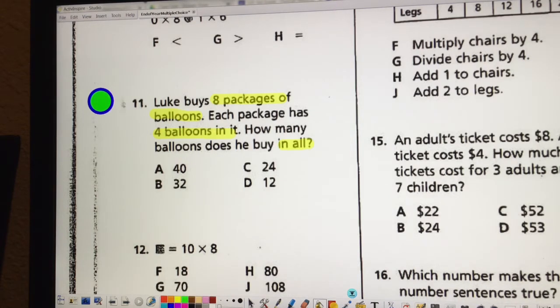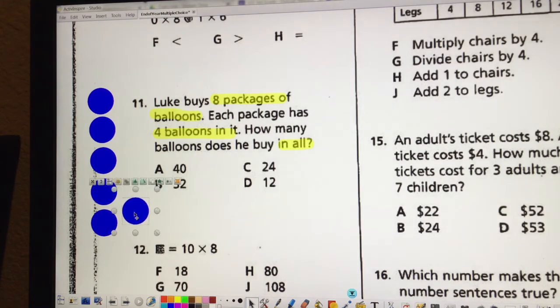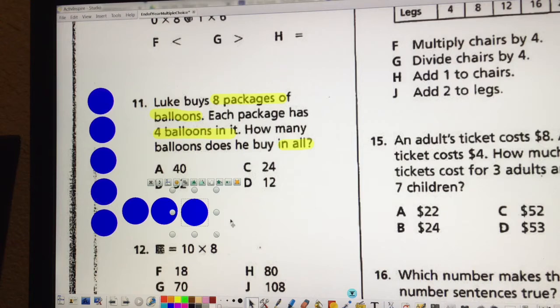set up over here, right? That's one package. 1 package, 2, 3, 4, 5, 6, 7, 8, right? And there's 4 balloons in each of those. Okay, how many balloons does he buy in all? So I got to figure out, what is 8 groups of 4?